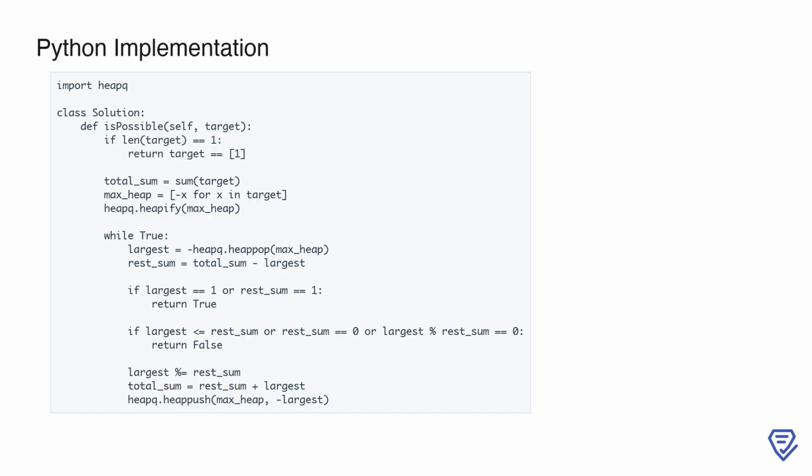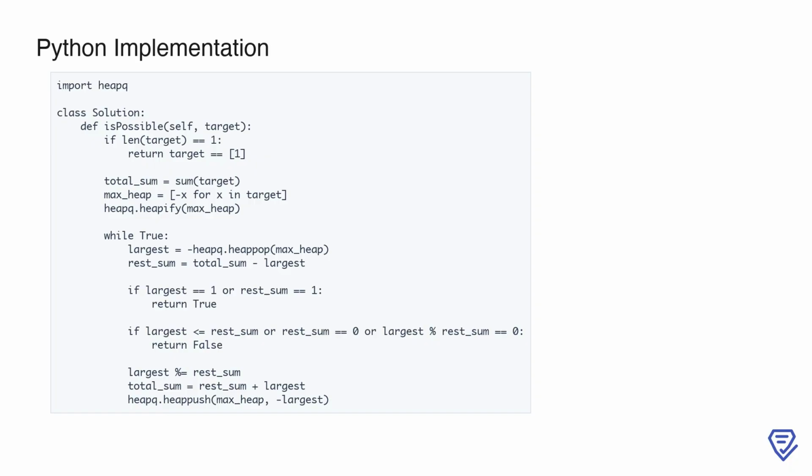4. Check for valid construction. If the largest element is 1 or the sum of all other elements is 1, return true, the target can be constructed. If the largest element is smaller than or equal to the rest of the sum, or if the rest of the sum is 0, or if the largest element is a multiple of the rest of the sum, return false, impossible to reach the target.